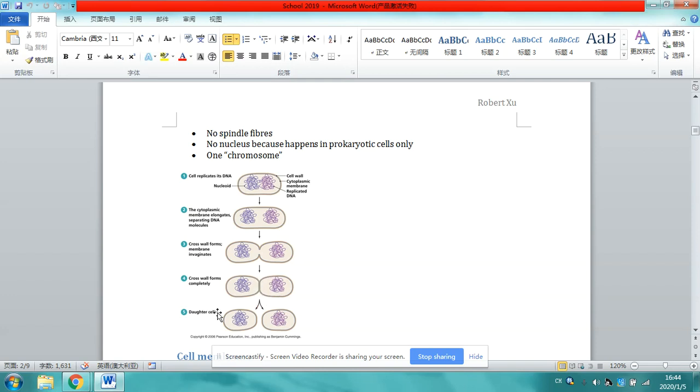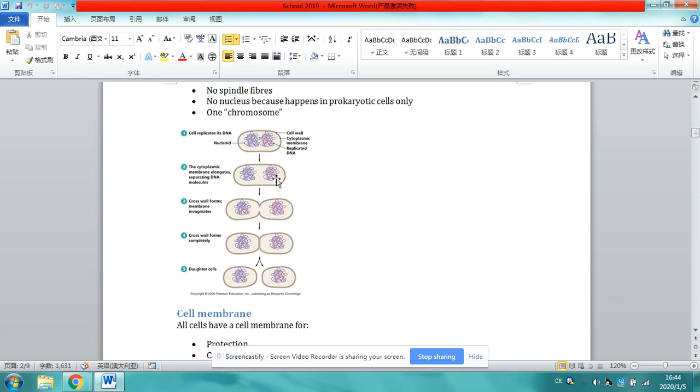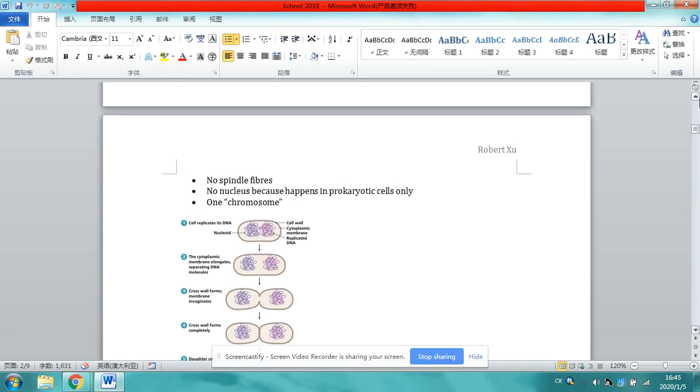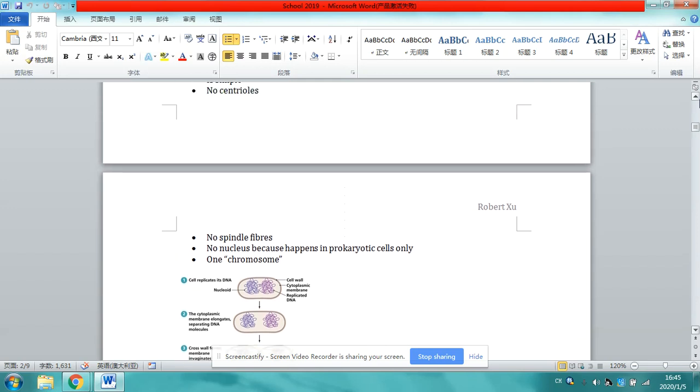And the fifth one is we see two daughter cells, and they are not living together anymore. So that's the splitting of prokaryotic cells, and it happens in bacteria, and it happens extremely fast, and that's why some bacteria can be extremely aggressive in reproduction. And that's why bacteria are pretty dangerous, and you don't want to get an infection.